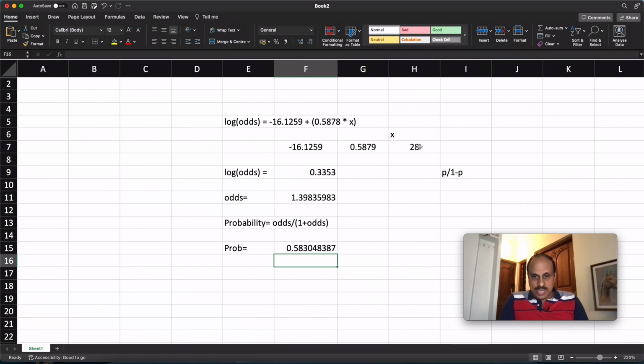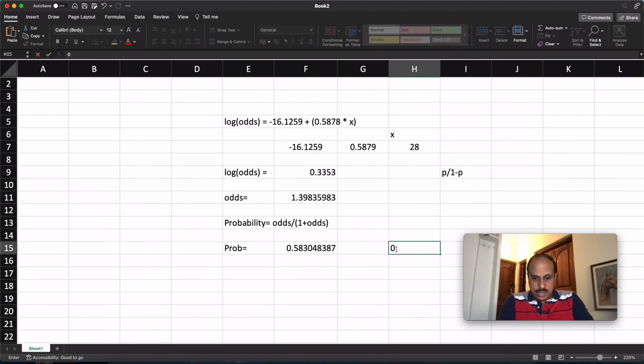So we have started with x equal to 28, converted that into odds using the idea of exponentiation, and therefore calculated the probability using the idea of odds. So when a value of x equal to 28 is substituted, you are going to get a value for probability that is 0.58. Remember, always probability should be between 0 and 1, cannot be negative and cannot be greater than 1 while being positive.